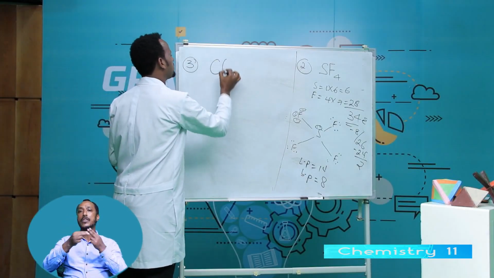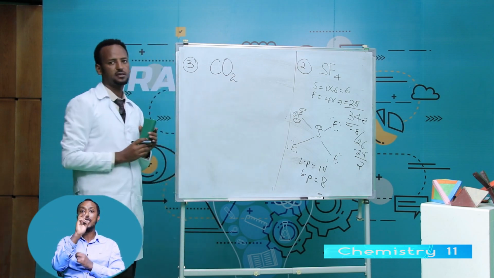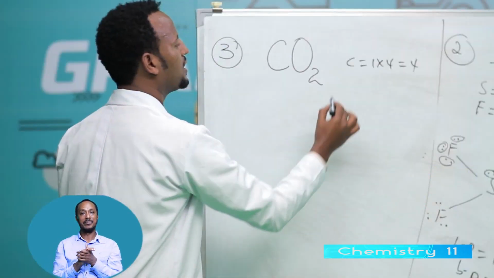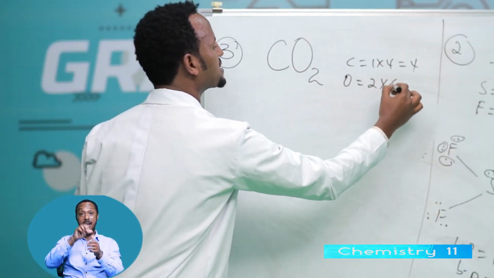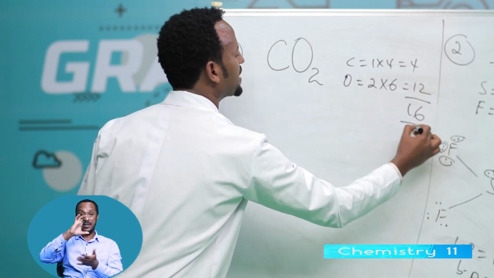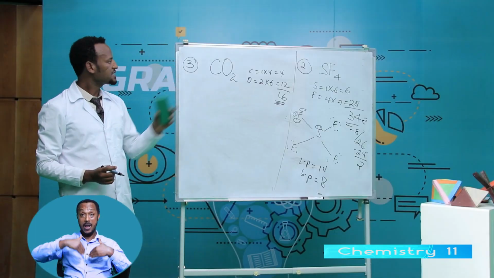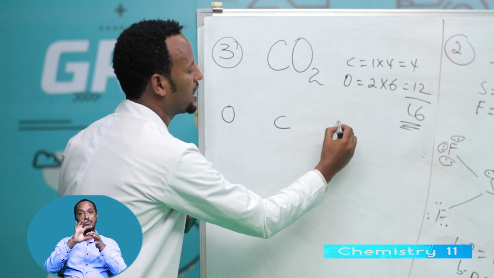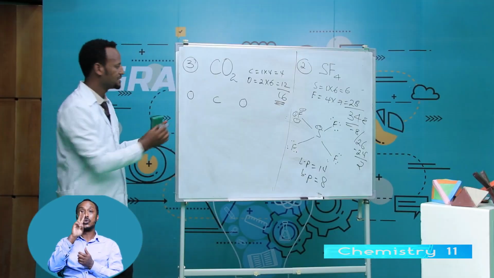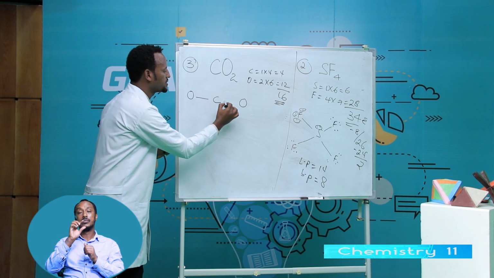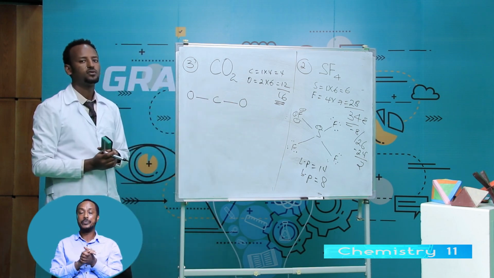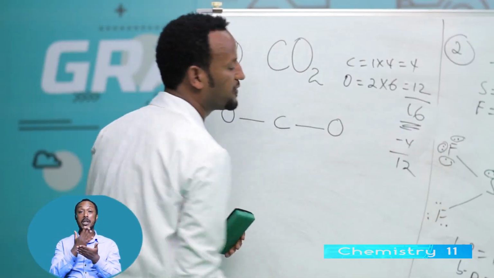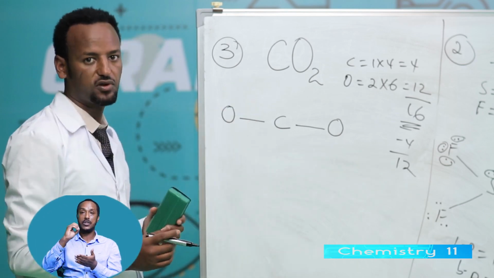Carbon dioxide. In carbon dioxide, carbon is 1 times 4, 4. Oxygen 2 times 6, 12. Total is 16. What is the central atom? Carbon. Therefore, carbon is the center, 2 surrounding atom, oxygen. This is a skeleton. First use a single bond, 1, 2. 2 means 4. Therefore, minus 4, the remaining electron is 12, 16. 16 is total valence electron.